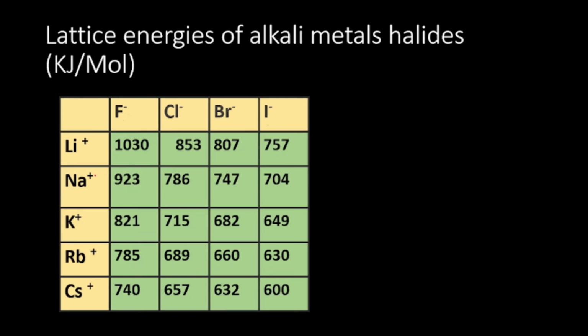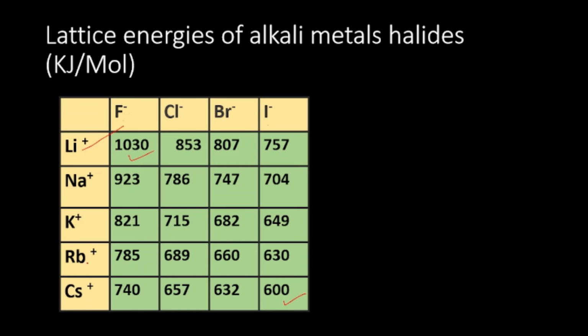You can see one more table here, that is lattice energies of alkali metal halides. If we compare the lattice energies of these compounds, it is clear that lithium fluoride has the highest lattice energy and cesium iodide has the least lattice energy. What is the reason behind that? If we compare the size of these cations, lithium is the smallest one. And if we consider the size of these anions, fluoride ion is the smallest one. So the force of attraction between lithium ion and fluoride ion is greater, and so its lattice energy will be the highest one.